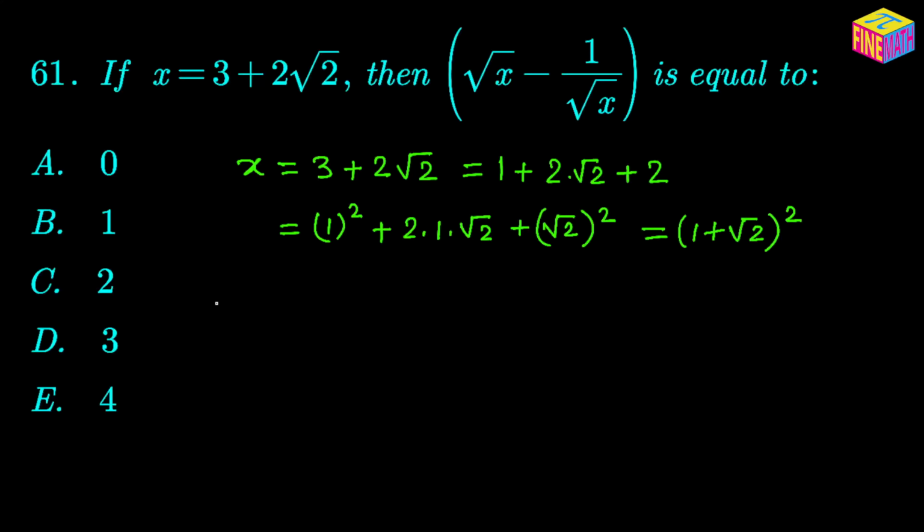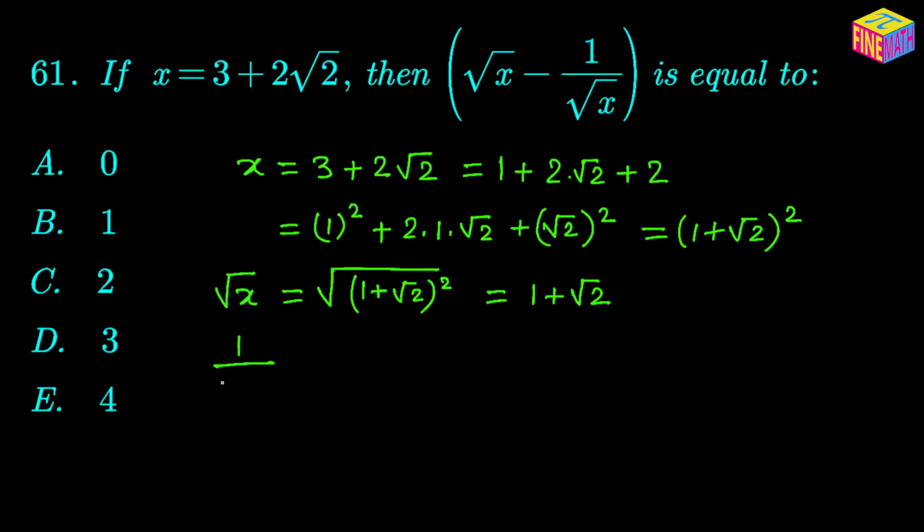So what would be the square root of x? Well, then the square root of x would be square root of 1 plus square root of 2 whole squared, and that can be written as 1 plus square root of 2. So that's very nice. So now we know the value of square root of x, which is equal to 1 plus square root of 2. And then what would be the value of 1 over square root of x? Well, let's find that out.